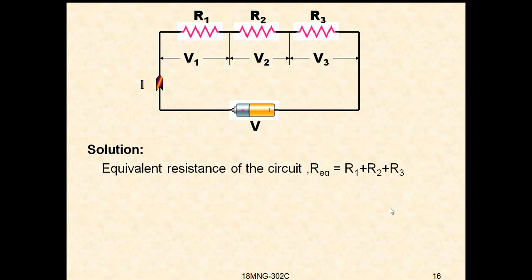So first we will find the equivalent resistance of the circuit. R equivalent is equal to R1 plus R2 plus R3. So R1 is 8, R2 is 12 and R3 is 6. So 8 plus 12 plus 6. So the R equivalent value is 26 ohms.